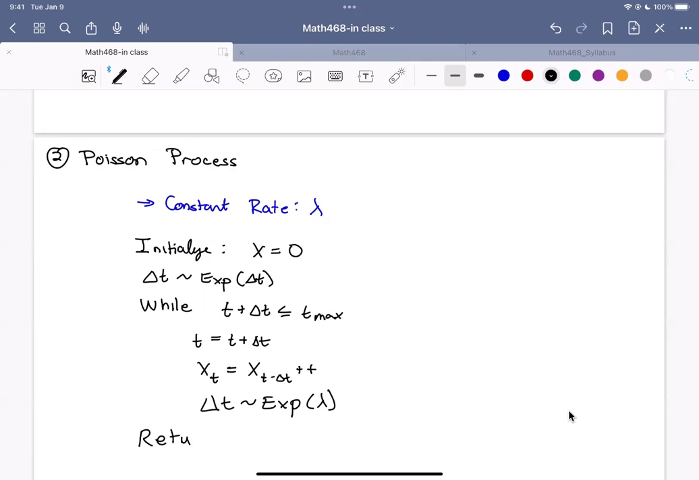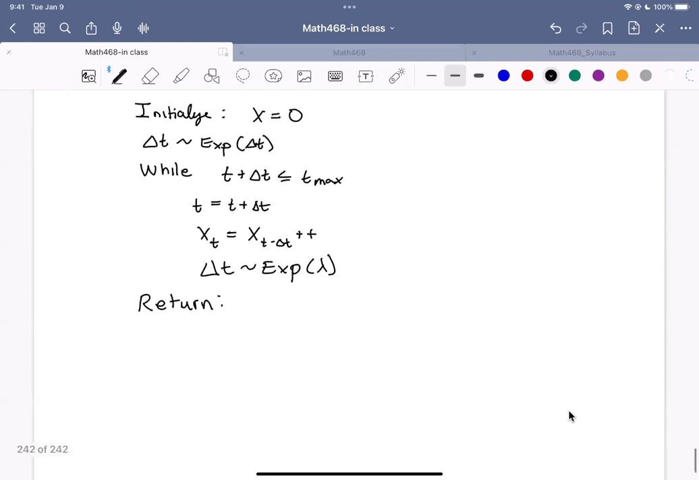When we return this function, it's not as easy as returning a discrete time stochastic process because we don't know how many elements we're going to have to return. Instead, we have to return a vector of all of the times and a vector of all of the corresponding x's. In this case, you don't actually need this vector of corresponding x's because they just go 0, 1, 2, 3, 4, 5. It's really boring. So you really just need this vector of times. Okay. Does that make sense?